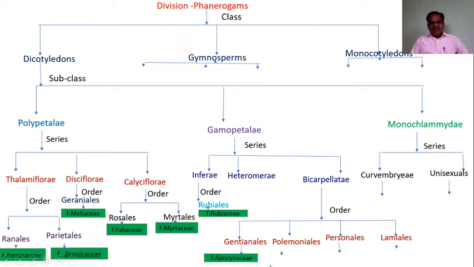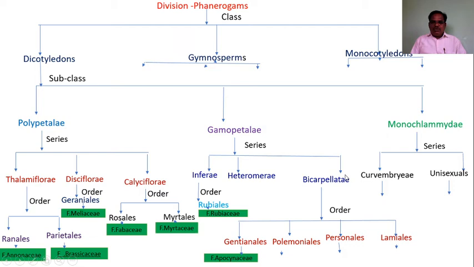Gentianales has the family Apocynaceae as an example, which is the family of Vinca rosea. This Apocynaceae family has different types of characters. No doubt it belongs to the Gamopetalae, so the flowers are always gamopetalous.